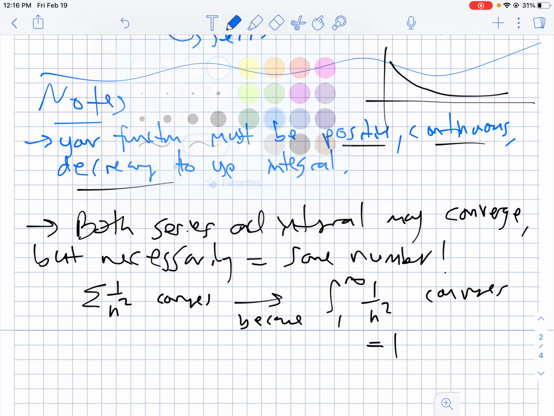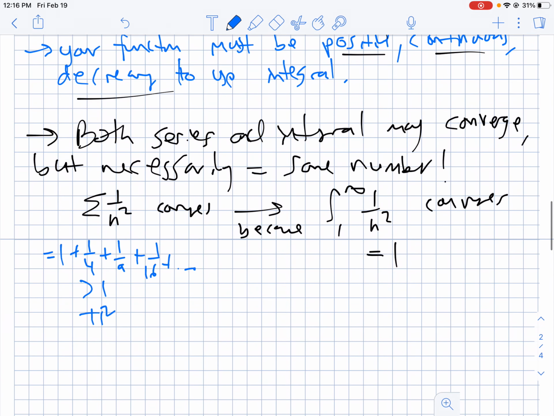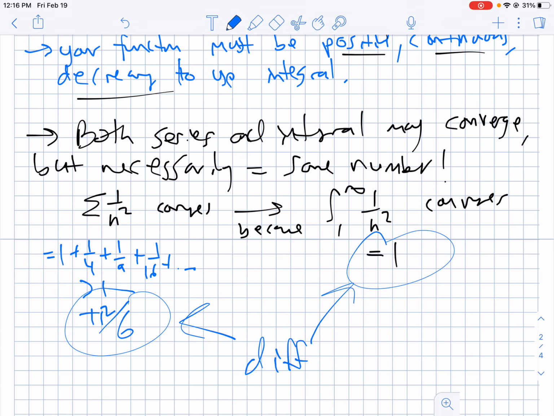But if you took a look at the terms of this series, it's like 1 plus 1/4 plus 1/9 plus 1/16. This number is obviously bigger than 1. If you're curious, the number it actually adds up to is pi squared over 6. That's not important. The important part is that these are different values. So they're not necessarily going to be the same value for the integral and the series. The integral test just tells you that if one converges, the other one converges. If one diverges, the other one diverges.